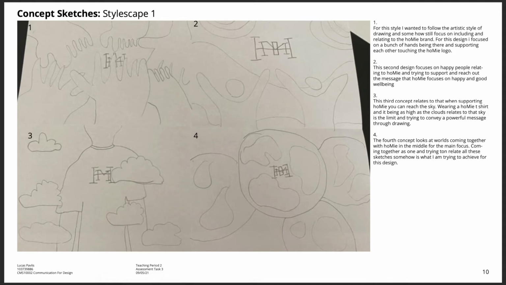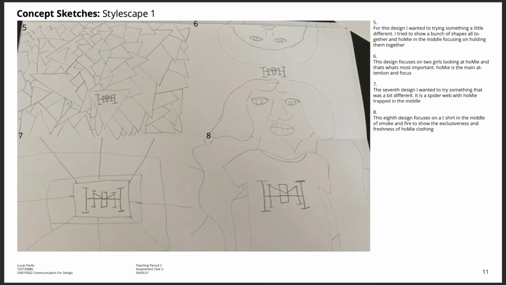The fourth concept looks at worlds coming together with Homey being in the middle as the main focus. Coming together as one and trying to relate all these sketches somehow is what I'm trying to achieve for this design. This fifth design, I wanted to try something a little different. I tried to show a bunch of shapes all together and Homey in the middle and focusing on them together.